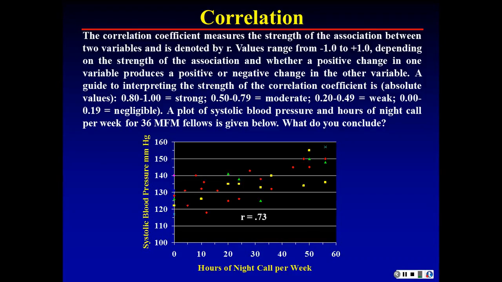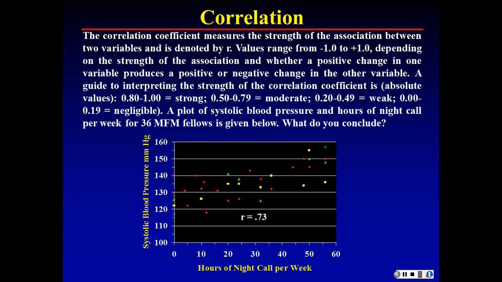All right. Anyway, I gave you the correlation coefficient here, but if you can possibly ignore it and just look at the data, what does the data tell you? As hours of night call increase, generally what happens to systolic blood pressure? Does it increase or decrease? Increases. So you have a positive relationship, a positive correlation. Our 0.73 indicates a moderately strong correlation between the two variables.